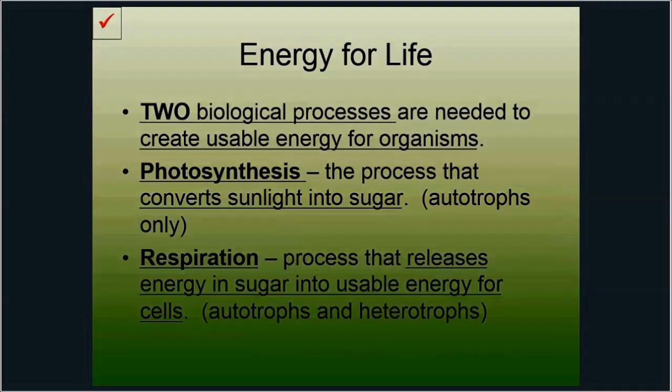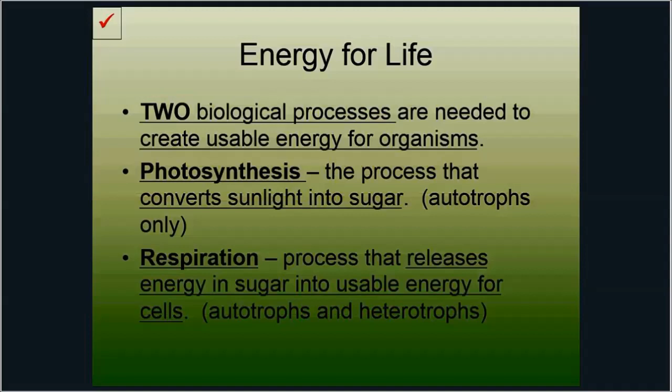There are two biological processes that are needed to create usable energy for organisms. The first one is photosynthesis, and that process converts sunlight into sugars, and only autotrophs can do that. So it can be done by some bacteria, plants, and algae, so some protists.